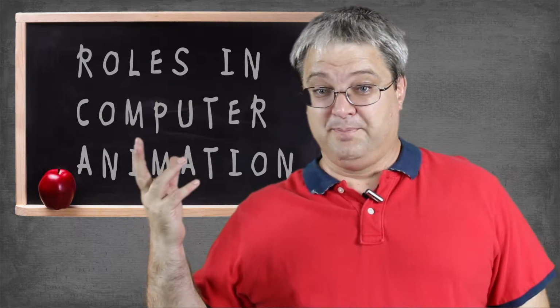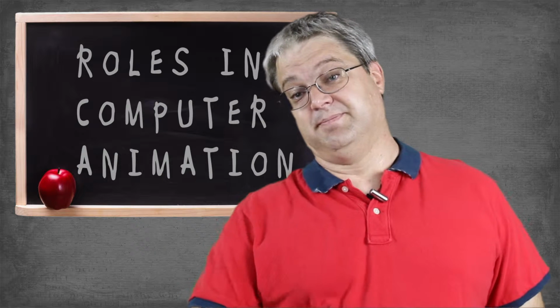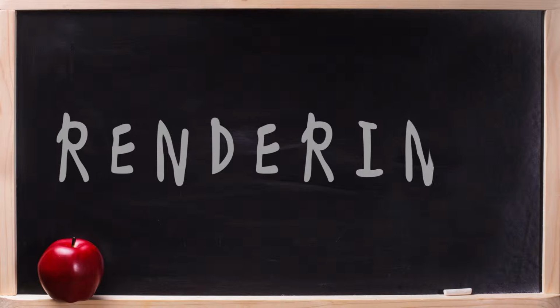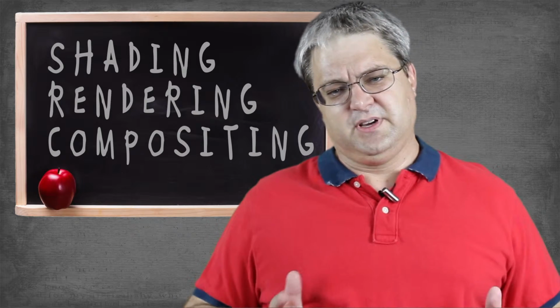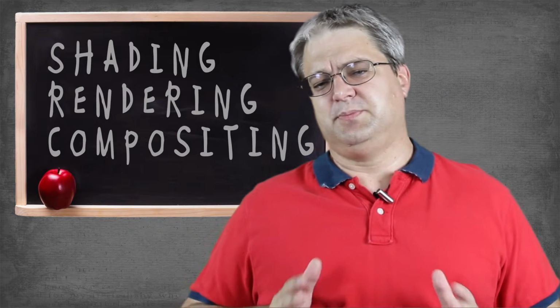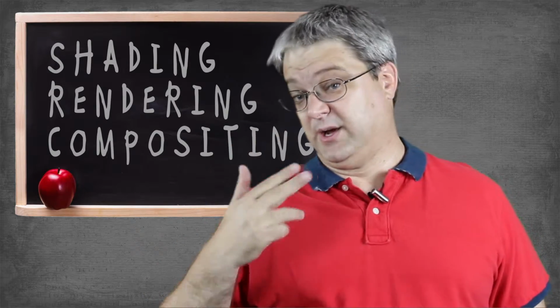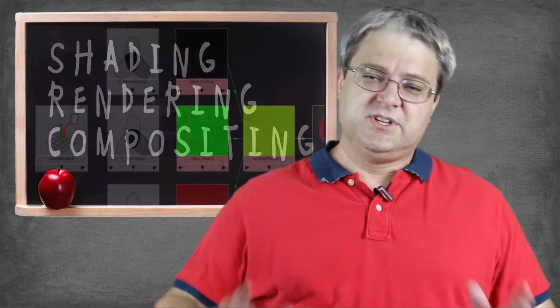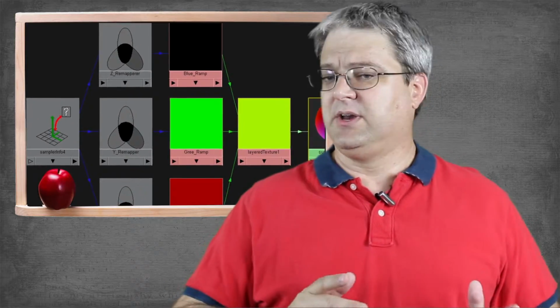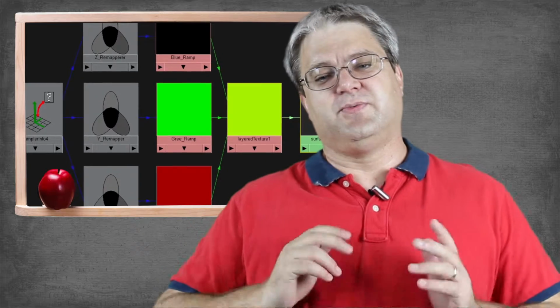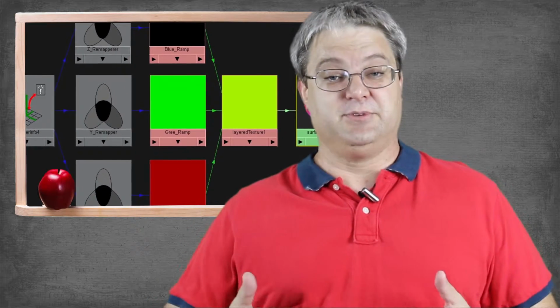If we're in film, it's time for the rendering team. Depending on the size of the company, this stage could be broken into several departments: shading, rendering, and compositing. We discussed shaders in a previous episode. You can click over here to review that episode. But in short, shaders define how light reacts with an object.